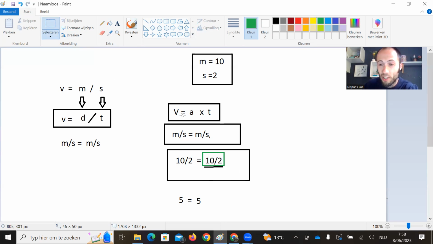Velocity equals acceleration times time. Acceleration, meters per second times seconds, equals meters per second. And that's what we want. We want to know the velocity. We have used meters per second times second, and that equals meters per second. All right, so what about meters per second squared instead of per second? Let's do that.